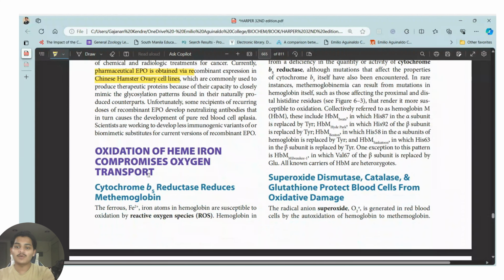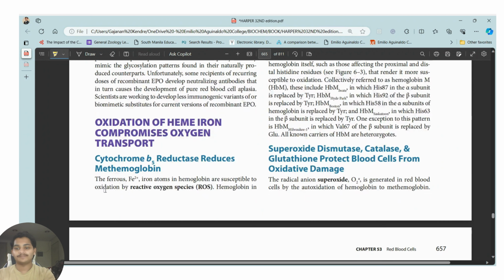Then the next point is oxygen. Oxidation of heme iron compromises oxygen transport. That means if oxidation happens in the hemoglobin, our hemoglobin will not be able to transport oxygen as fast or in that quantity. What happens actually is that our hemoglobin converts to methemoglobin because of ROS, reactive oxygen species, which we'll see in the next point.